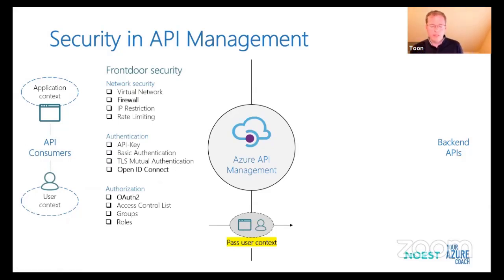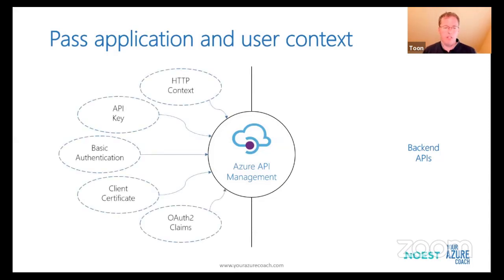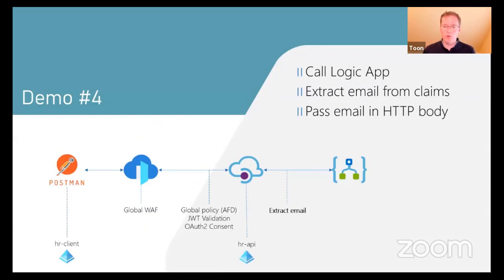What we also need to do in many cases is we need to pass user or application context. Some information that we know here at the Front Door should be passed to the backend. So this can be done in many ways. We receive application and user context maybe through the HTTP context, an HTTP header and HTTP body that contains the information. An API key or a client certificate can tell us who is the API consumer, or we can extract the information from the OAuth claims. And we can pass that information through the HTTP context, for example, in the HTTP body, or through OAuth claims to the backend API.